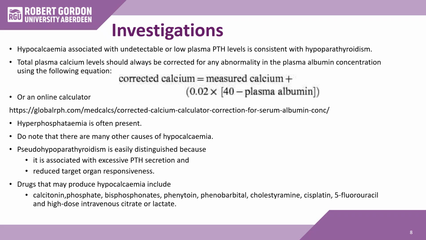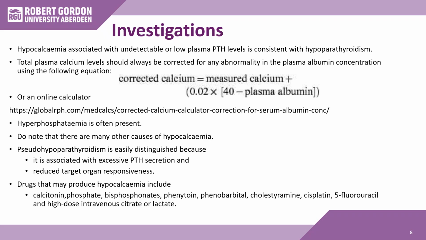So investigations are really important in this case, and hypocalcemia associated with undetectable or low levels of PTH is consistent with hypoparathyroidism. When investigating calcium levels, the total plasma calcium level should always be corrected for any abnormality in the plasma albumin concentration using this equation here, or of course you can use an online calculator, and there's one I've put a link to here.